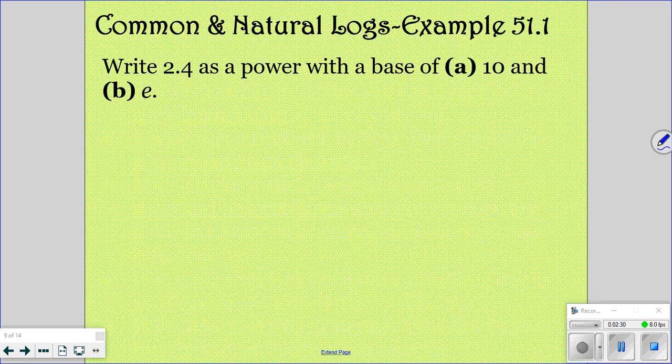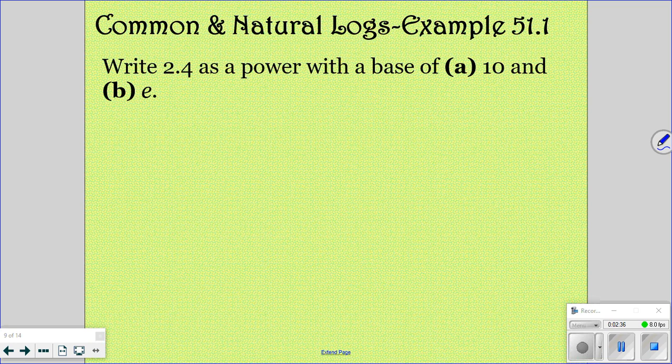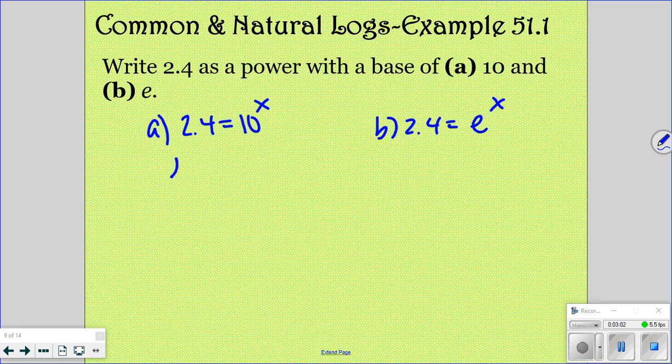So we want to look at these problems, and we're going to write 2.4 as a power with a base of 10 and e. So we want 2.4 to be 10 to the something for part A. And then for part B, we want 2.4 to be e to the something because we want it to be as a power with a base of 10 and a base of e. So the way that we're going to put this back into log form, it's going to be log base 10 of 2.4 is going to be our x value.